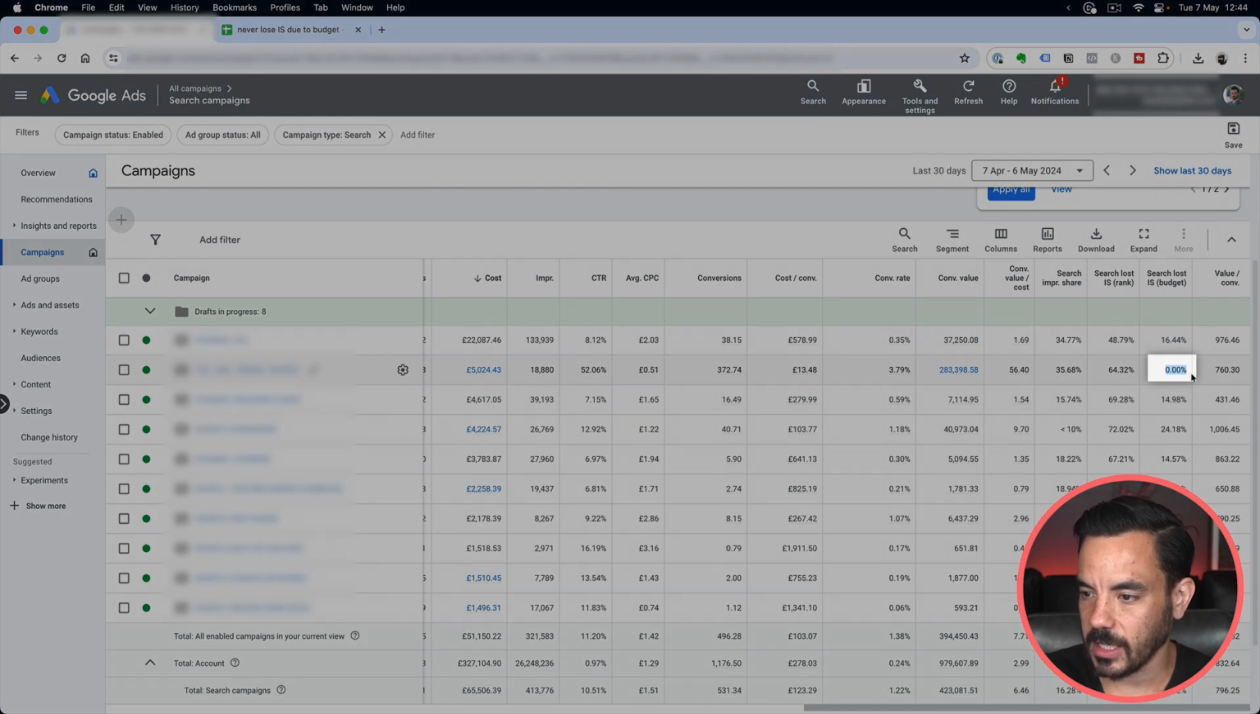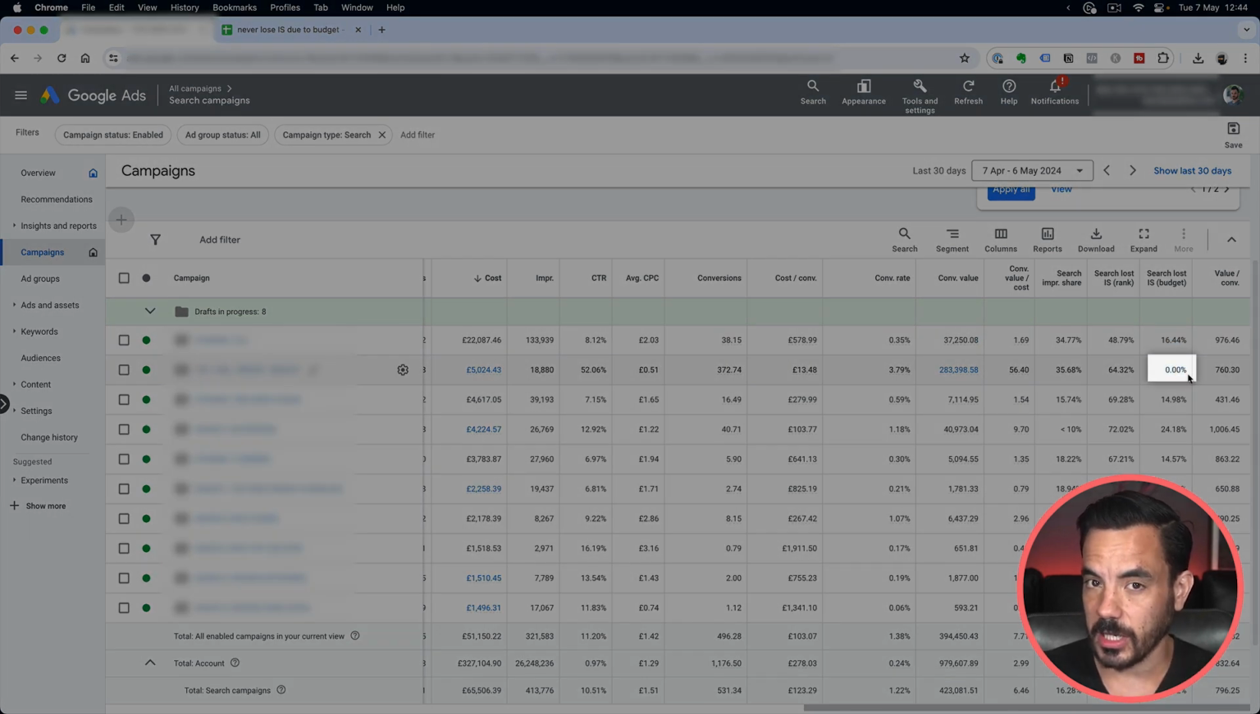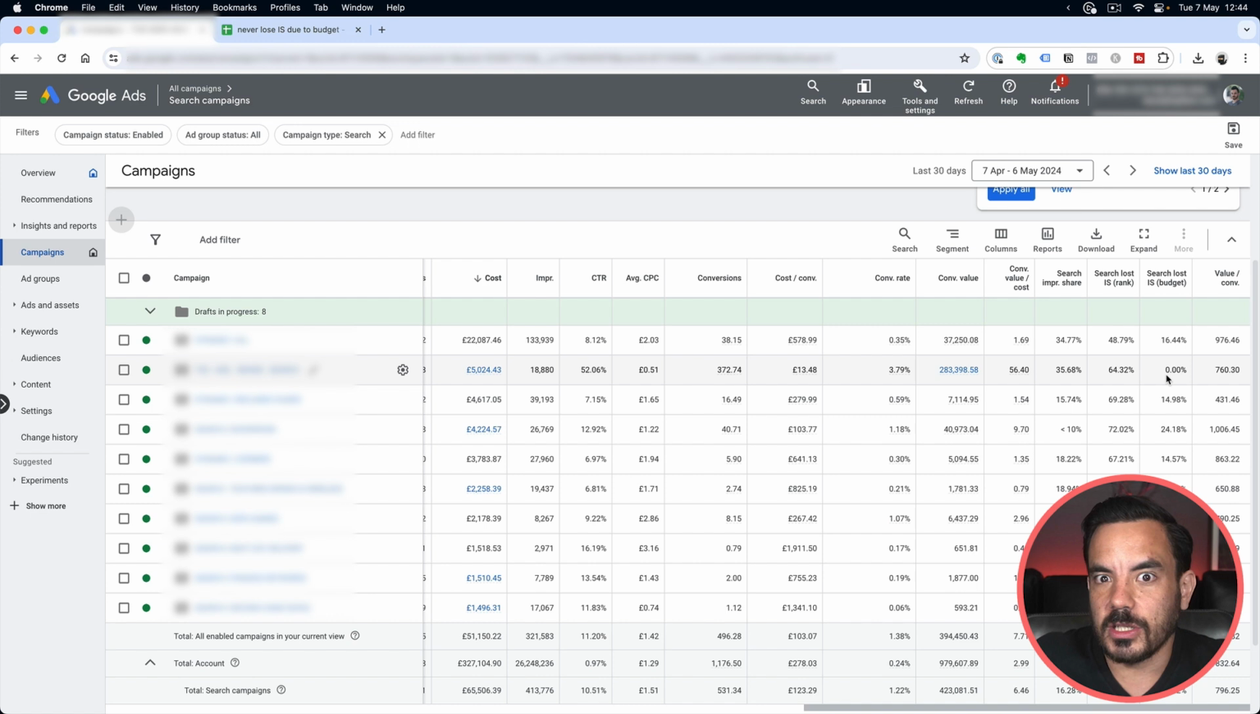What I want to see here is that my ROAS is on target or my cost per acquisition is on target. And assuming that, I want this column to be 0, because if my ROAS or CPA is profitable, well, then I just want to be maximizing my spend. I want to be getting as much spend as possible because every dollar spent on ads is generating profit for me. So assuming your ROAS or CPA is on target, search lost IS due to budget should be 0.